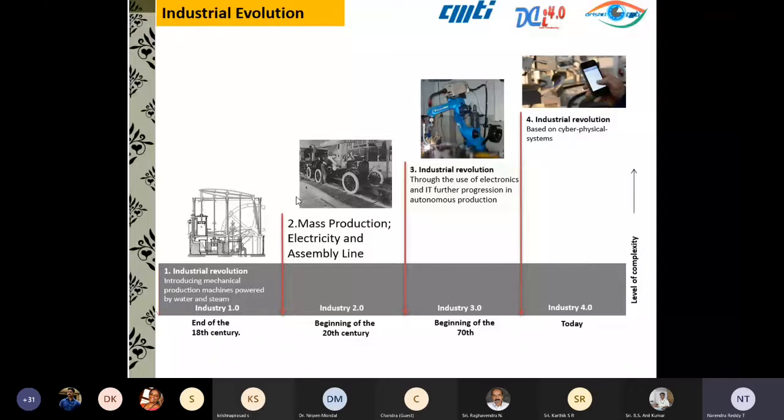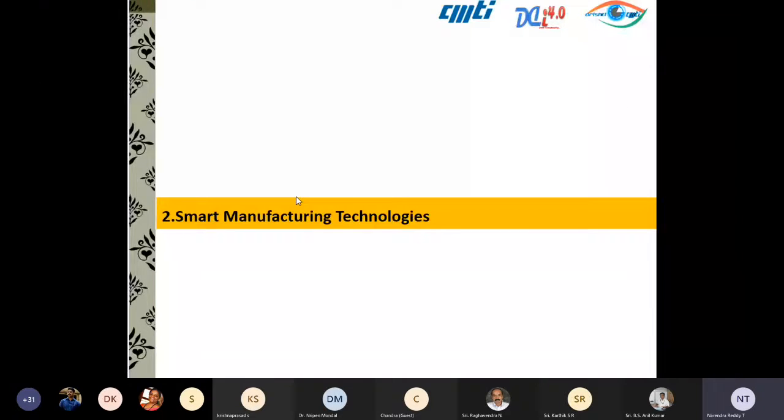The only one point I want to highlight here is, as the revolutions keep coming, the only difference you are seeing is the level of complexity. Today in Industry 4.0, we are talking about cyber physical systems. We are talking about digital twin. Okay, these are complex technologies, and it is interdisciplinary. And as I said, my topic is machine-to-machine connectivity. I want to tell you what are the technologies associated with smart manufacturing, and I will also tell you how it is connected to machine-to-machine connectivity.